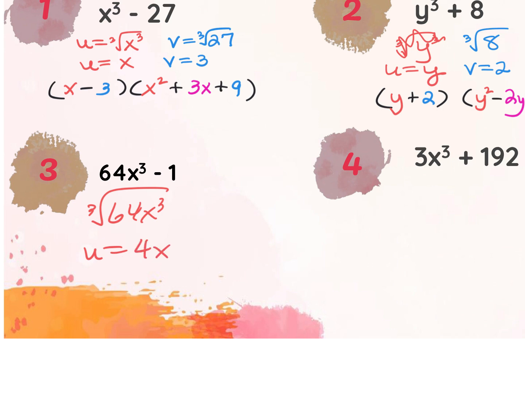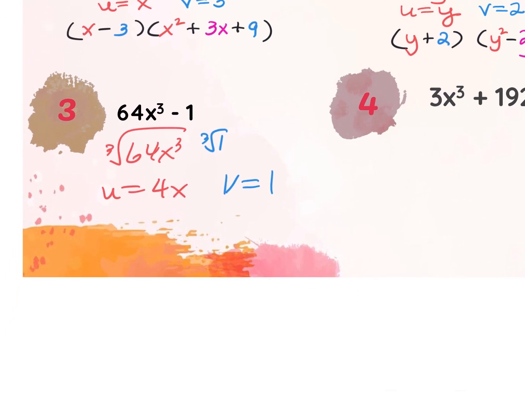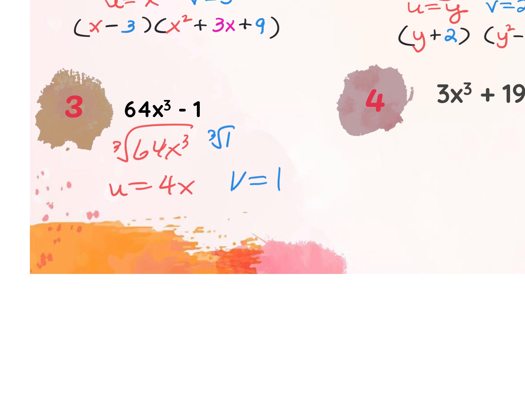And then I'll cube root the 1. And 1 times 1 times 1 is 1. So the cube root of 1 is 1. So my v value is 1. And now I'll put it into the pattern. Now watch this one, be careful. So in the first binomial, you just put your u and your v. So 4x, same sign, subtract with the v.